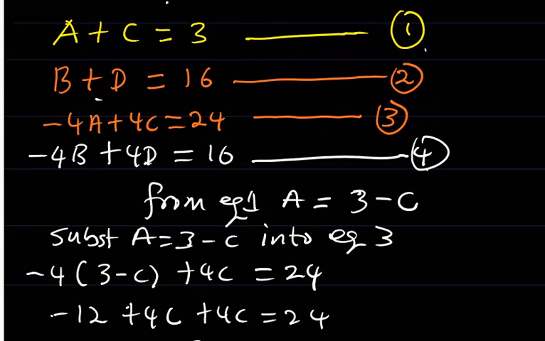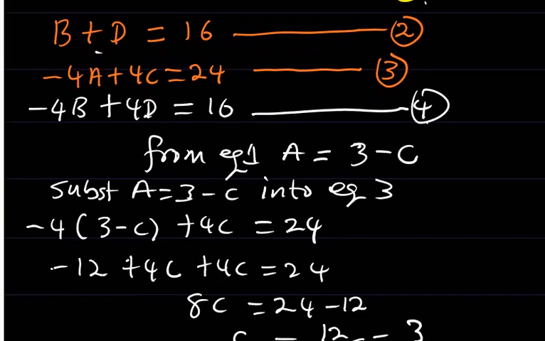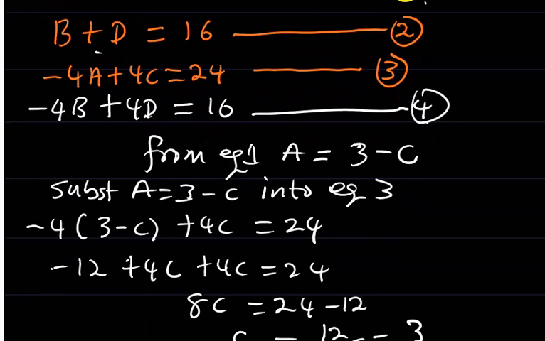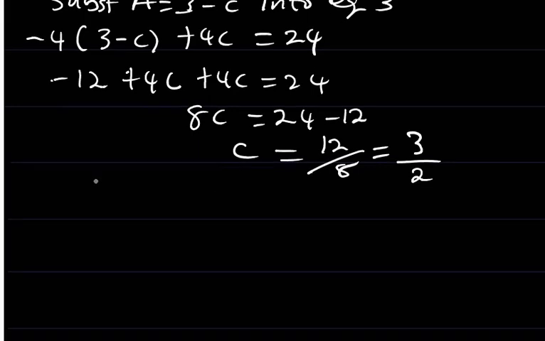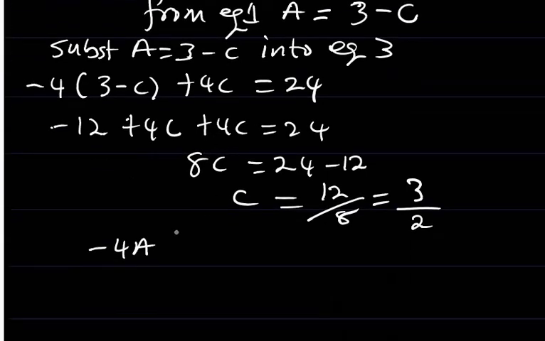So having gotten C, I can also find A. From equation 3 2, I have minus 4A is equal to 24 minus 4C. That is 4C, which is 4 all over 2.